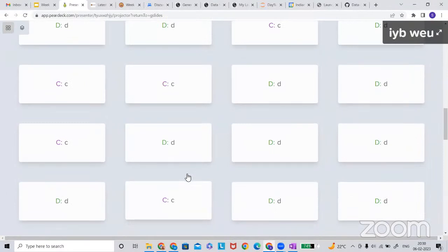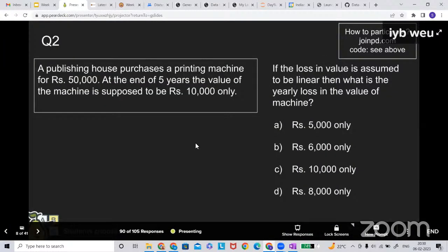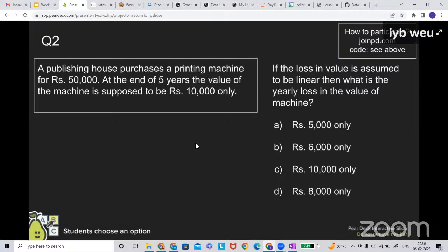Sir, I think there is a much simpler approach. If we take x as the yearly loss, then we get 5x as the total loss. So 50,000 minus 5x equals 10,000, right? That gives x equal to 8,000. I think it can be done in seconds. Okay, yes, there is another approach you can use.